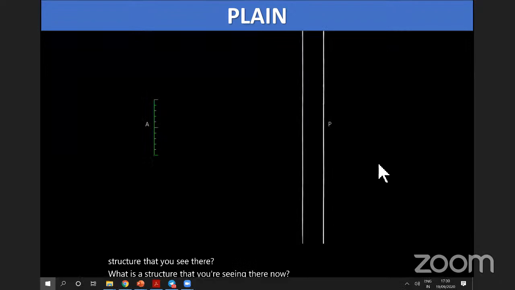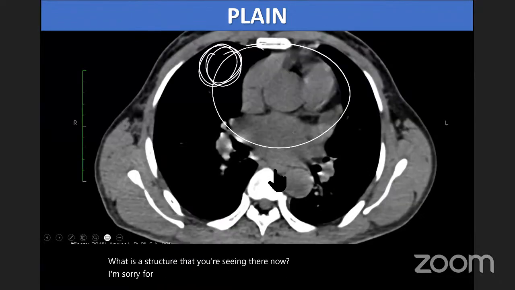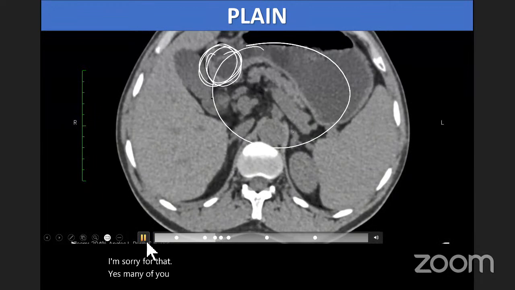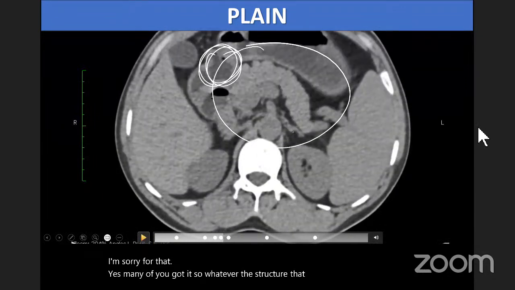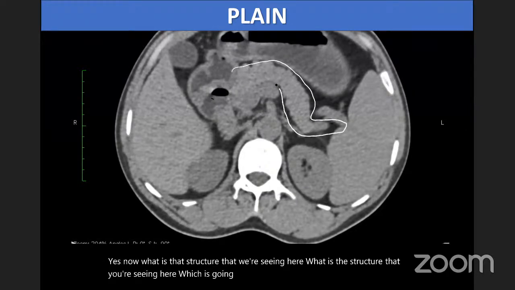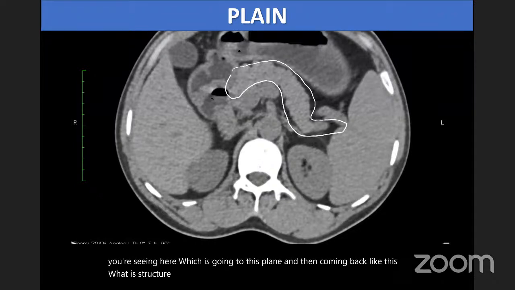Okay, sorry for that. Okay. Yes, many of you got it. So whatever the structure that you are seeing. Yes. Now see, what is the structure that you're seeing here, which is going to the spleen and then coming back like this? What is this structure? So this is nothing but the, good, everyone got it.